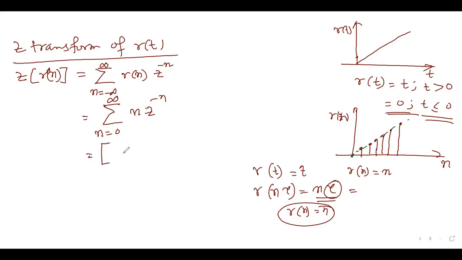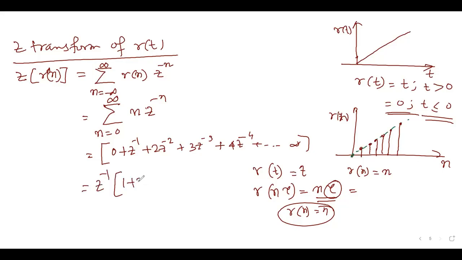এটা সামটা কত হবে বলো? কত হবে? This is n equal to 0, it will be 0, z to the power minus 1, 2z to the power minus 2, plus 3z to the power minus 3, plus 4z to the power minus 4, up to infinity. Okay, so this is basically, if you take z inverse common, it will be 1 plus 2z inverse plus 3z to the power minus 2 plus 4z to the power minus 3 up to infinity.